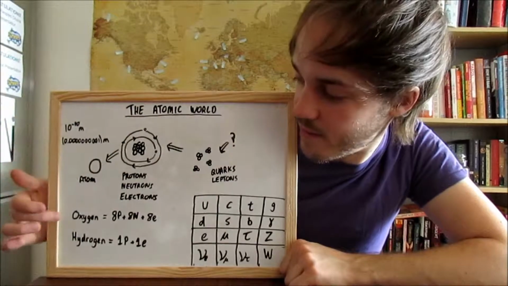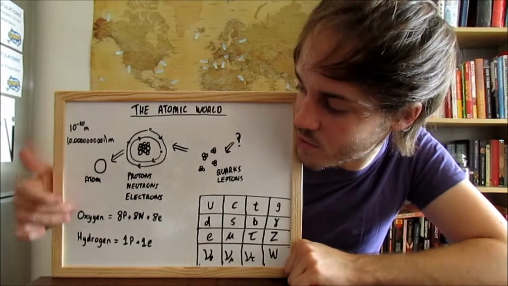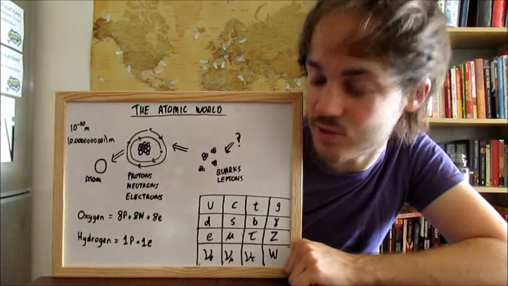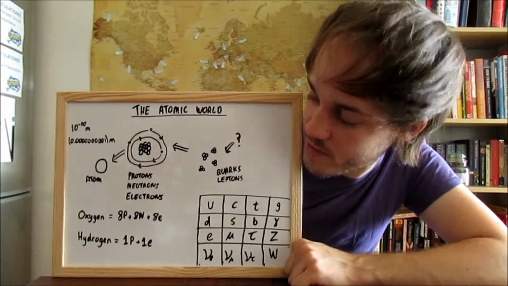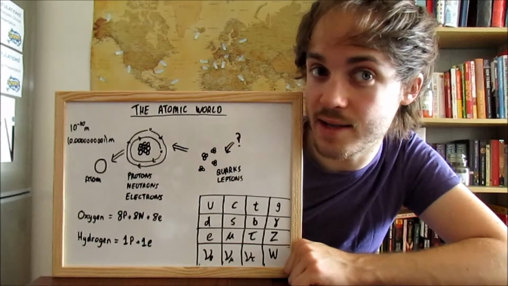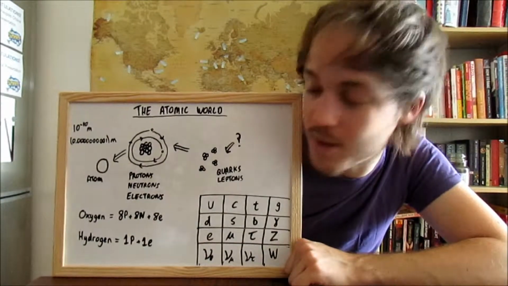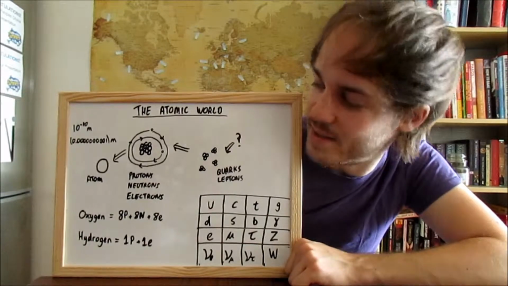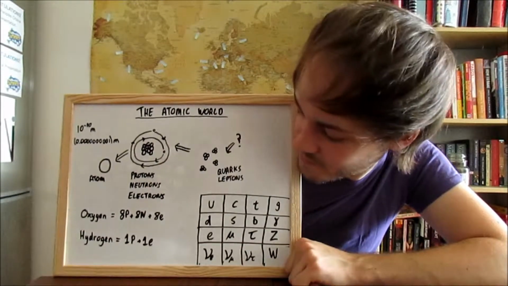So for example, if we look at oxygen, a single oxygen atom here is made up of 8 protons, 8 neutrons, and 8 electrons. And hydrogen is made up of 1 proton and 1 electron. So all these little particles are inside every single atom of oxygen. And there are trillions and trillions of particles of oxygen that you probably breathe in every single day. So there's a significant number of particles out there.